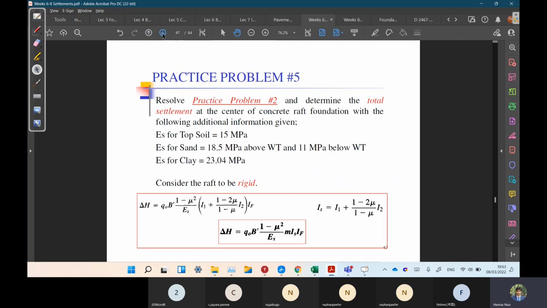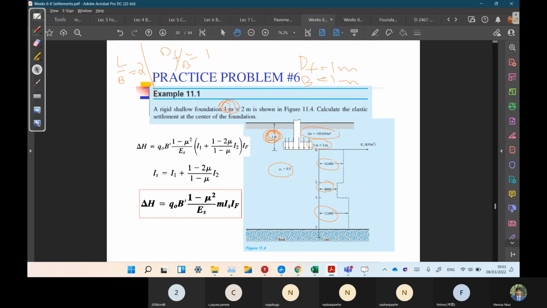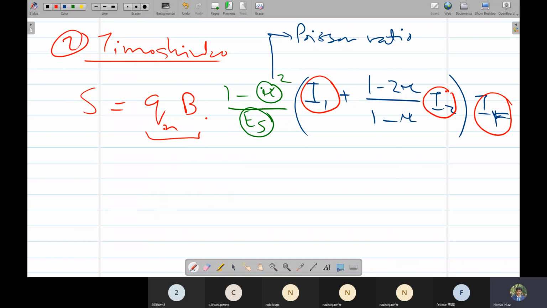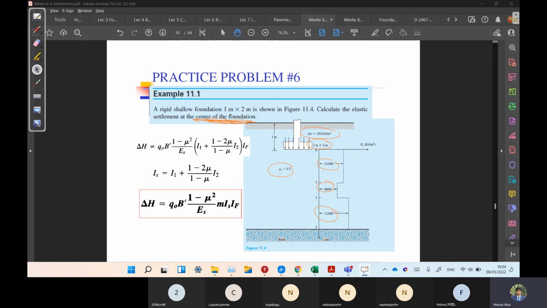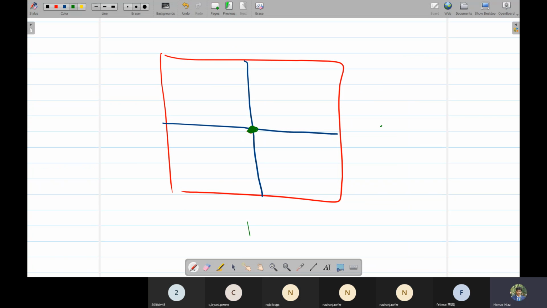Actually, in the question it was given that we have to find the settlement at the center of the footing. So if the footing is this, we have to find it at the center. The IF value that came was for the corner of the footing. So if we have to find the center of the footing, we have to divide this footing into 4 parts. This footing is 1 by 2, so we divide it into 4 parts. So this becomes 0.5 and 0.5, 1 and 1.